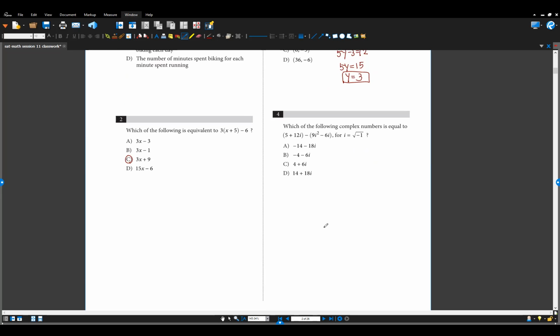Okay, just one more, number 4. Which of the following complex numbers is equal to 5 plus 12i minus 9i squared minus 6i, where i is the square root of -1? This is correct, right? This is the 14. 12i plus 6i is 18i. Okay, yep, that is our final.